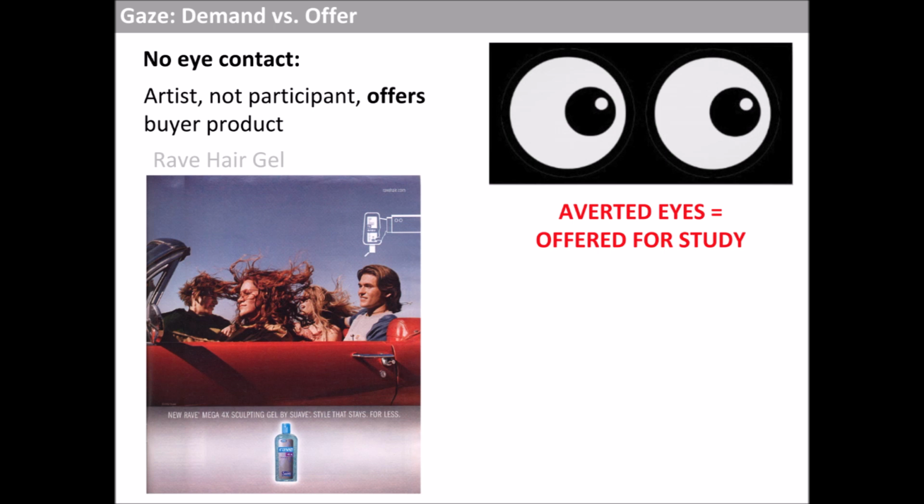In images without direct eye contact, the gaze of the subjects can still direct the viewer's attention in important ways. In this ad for Rave Hair Gel, none of the subjects are making direct eye contact with the buyer. The ad is not demanding that we do something, so there is no direct eye contact. Instead, it is offering the example of the young man who uses Rave Hair Gel and thus looks fantastic even in a convertible on a windy day. We infer that we might want to consider making the same choice, but there is no explicit demand.